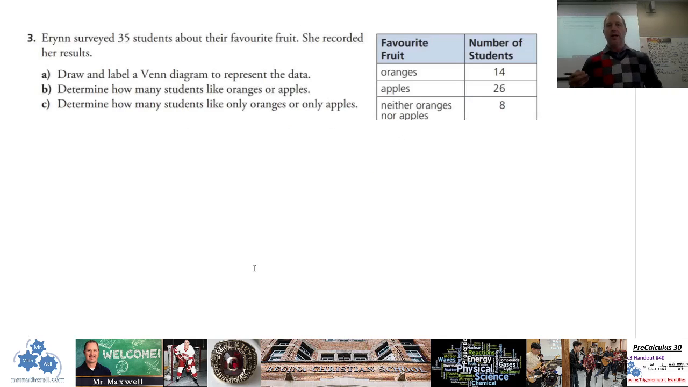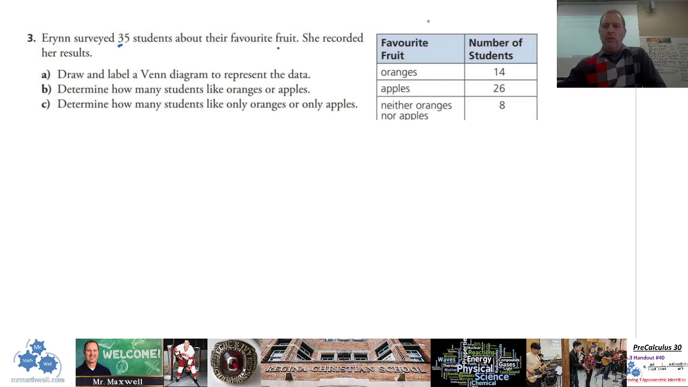All right, so if you had a chance to take a look at number 3, let's take a look at number 3 together. It says, Irwin surveyed 35 students about their favorite fruit. She recorded, sorry, that would be Aaron. Aaron, Irwin. I've never seen it spelled like that before. That's interesting. Draw and label a Venn diagram to represent this data.